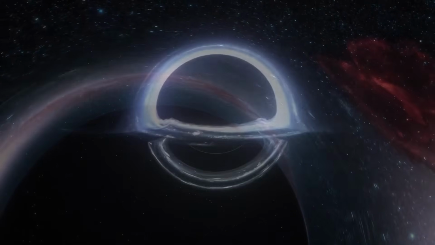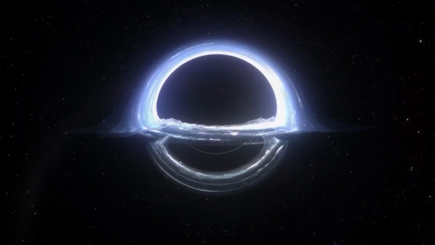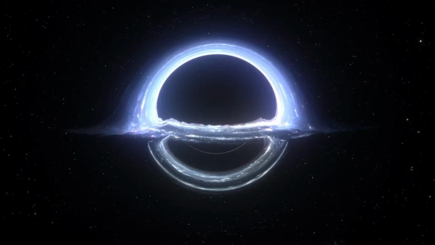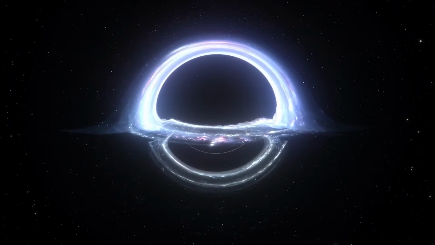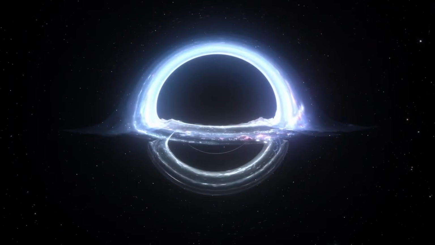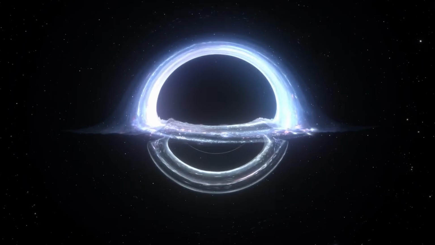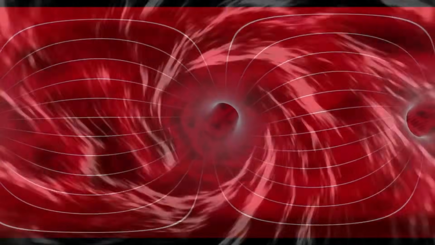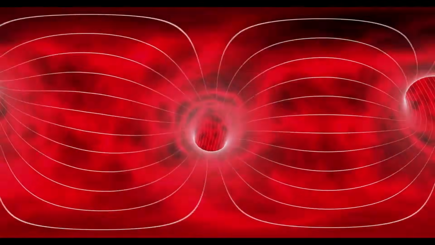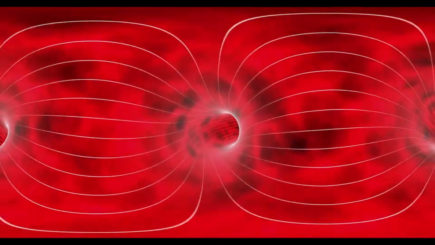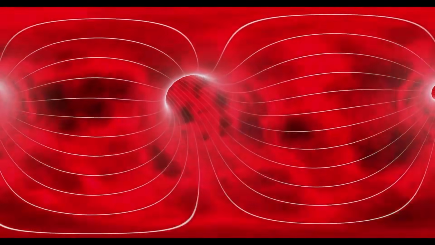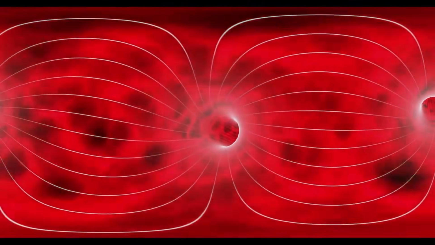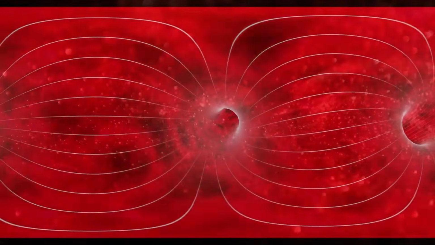Despite their immense power and gravitational pull, black holes are not eternal. In the 1970s, physicist Stephen Hawking made a groundbreaking discovery. Black holes can slowly lose mass and energy through a process now known as Hawking radiation. This phenomenon occurs due to quantum mechanical effects near the event horizon, where pairs of particles are constantly created and destroyed.